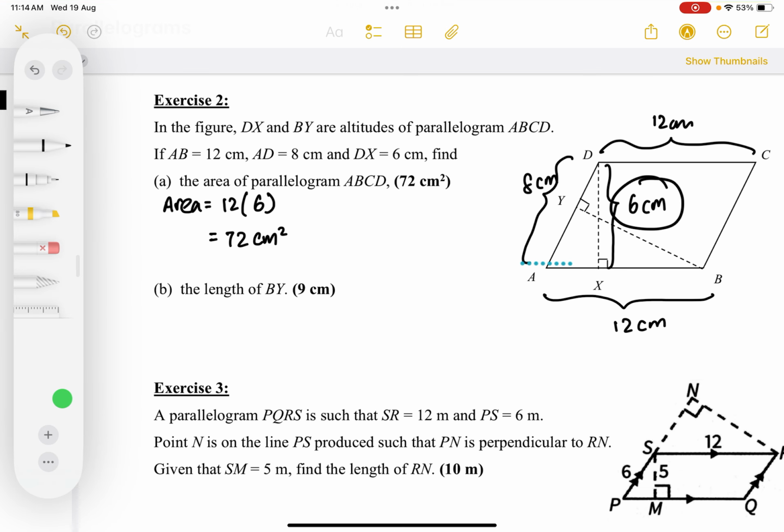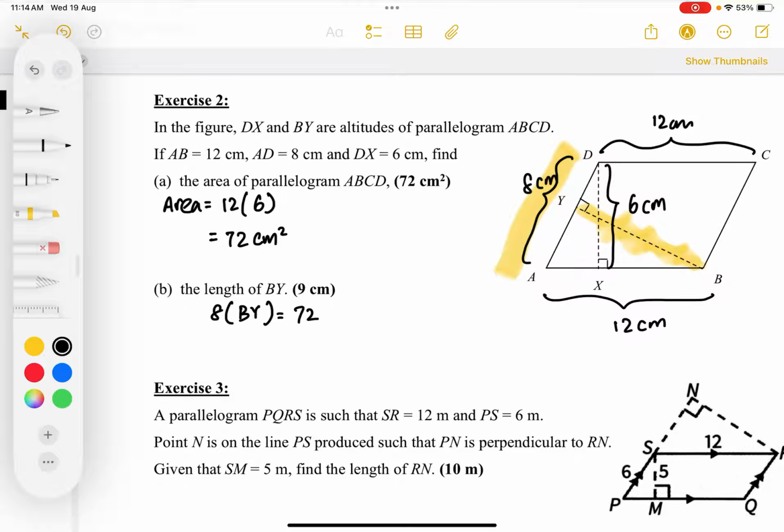And then recall that they like to ask you to find the length of BY. So this time BY is our perpendicular distance if our base is 8 cm. The area doesn't change. So use that to our advantage. Our area of the parallelogram, DA multiplied, so 8 multiplied by the distance BY, has to be the same area as the parallelogram.